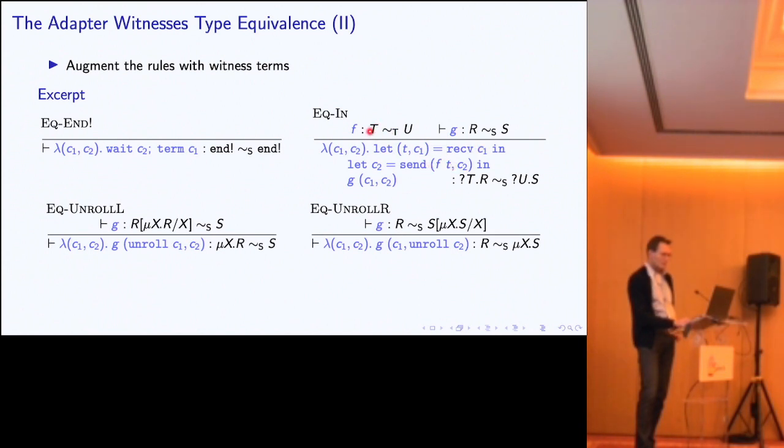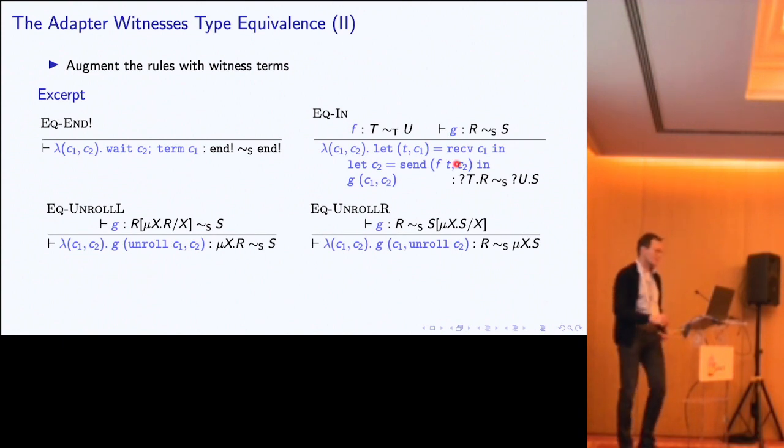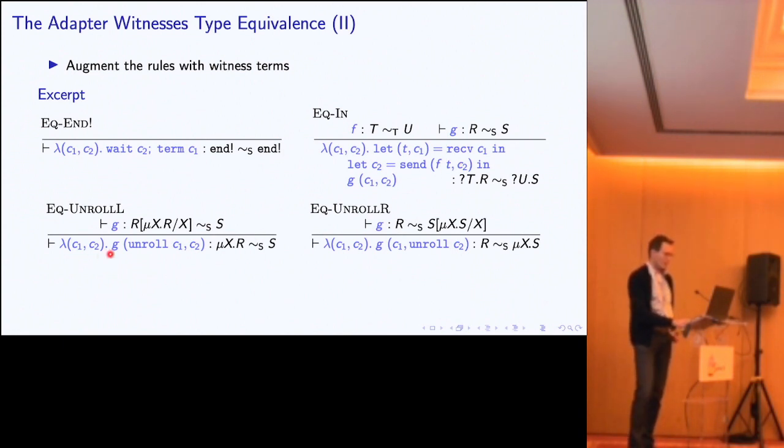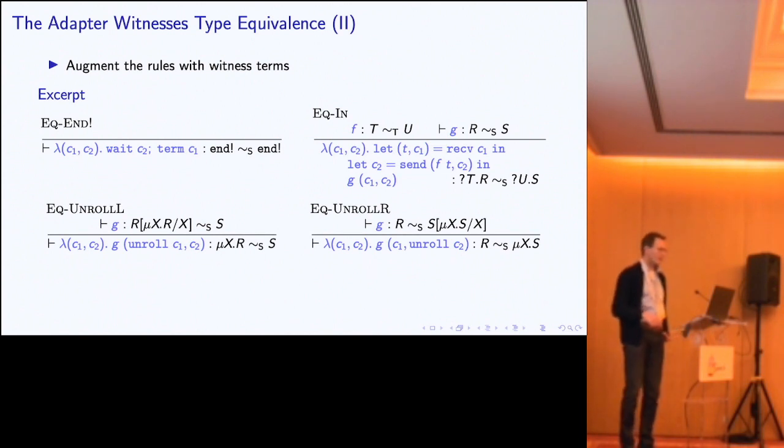Then here you have to interpose the equivalence from T to U, and then you send that out on the other channel, and there you go. That's the implementation. And for the recursive parts, you just have to put the unroll operation on the right side. Wherever the recursion is, you have to do the unrolling.